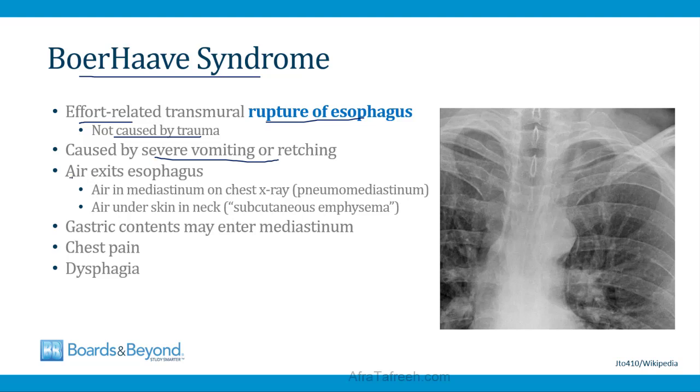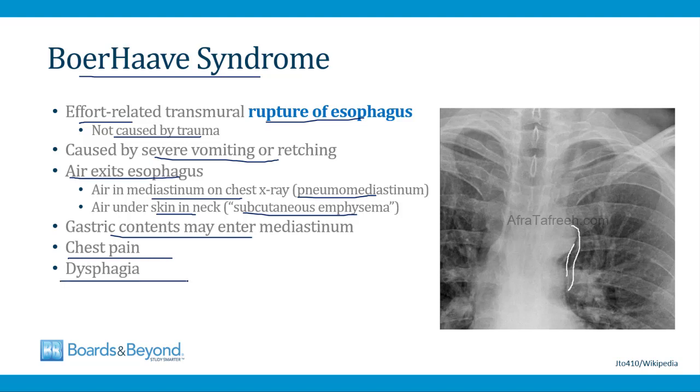When this happens, air will exit the esophagus, and you can see it in the mediastinum on X-ray. This is called pneumomediastinum. If you look at this image on the screen, you can see this line, which is the border of the mediastinum, and you can see this black space beneath it. That's evidence of pneumomediastinum. Also in Boerhaave syndrome, air can enter the skin under the neck, and this can lead to a finding called subcutaneous emphysema, where you can press against the skin of the neck and feel bubbles beneath your fingers. Also, when there's rupture of the esophagus, gastric contents can enter the mediastinum. This can lead to severe chest pain, and also there can be dysphagia.